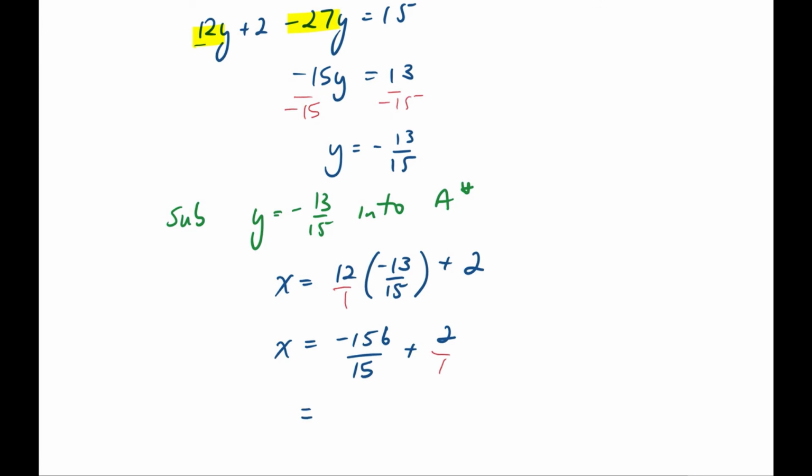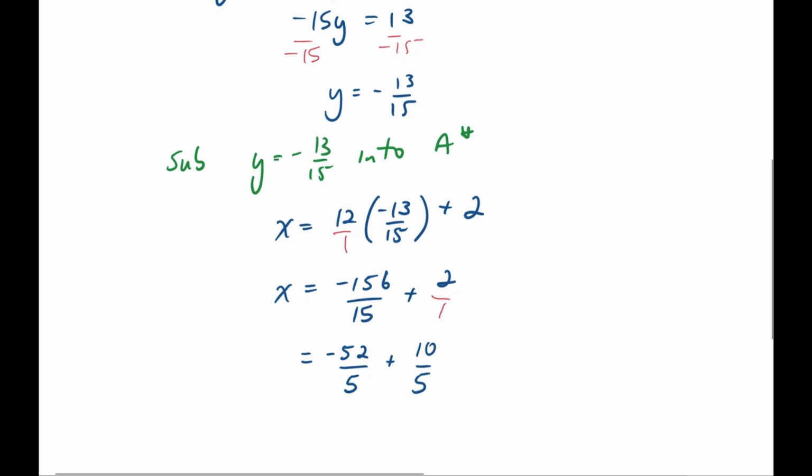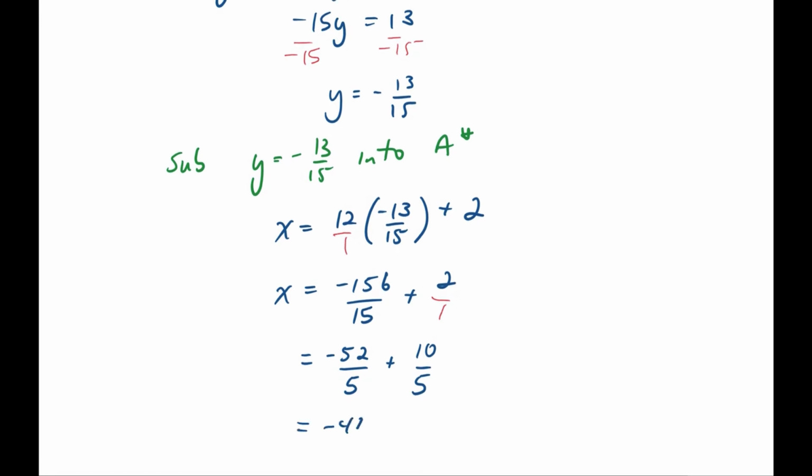So let's see if we can reduce that. I think we can reduce that by a factor of 3. So I divide the top by 3, I get 52. The bottom by 3, I get 5. Let's change 2 over 1 to the equivalent fraction, 10 over 5. So we get negative 42 over 5 for the x value.